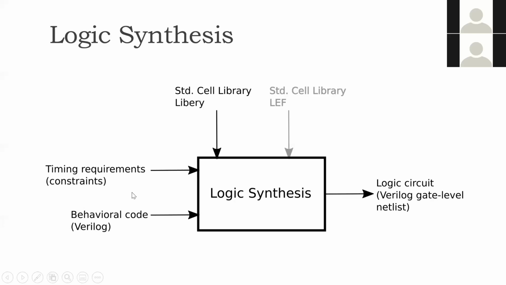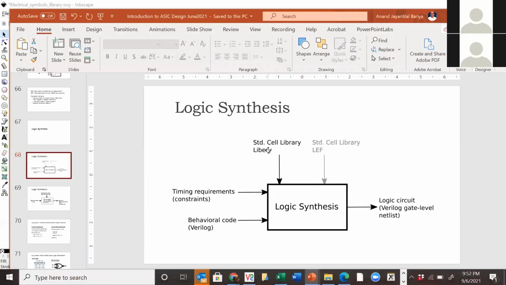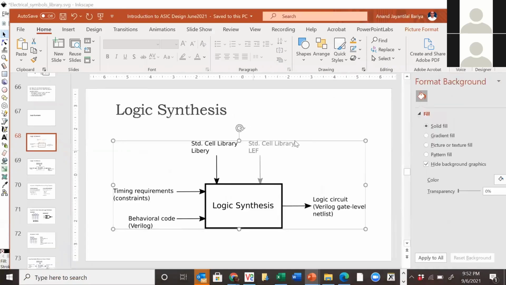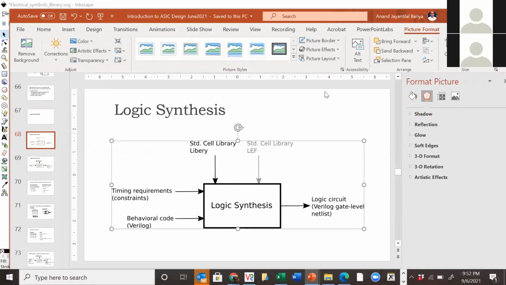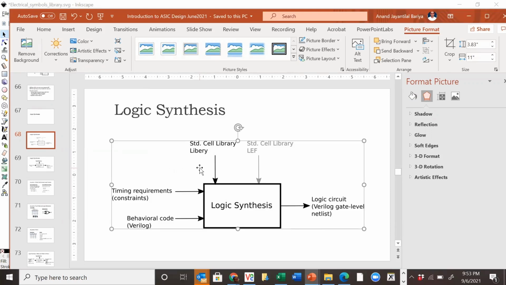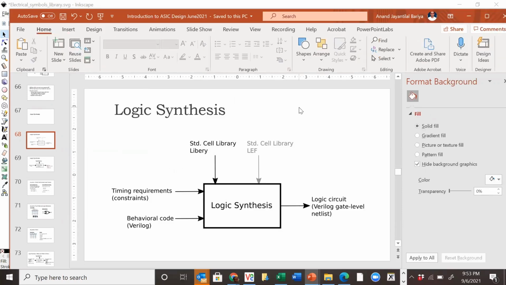Then there is also technology input, which is basically the standard cell library. The standard cell library is provided in Liberty format. The Liberty files are one of the inputs for logic synthesis. Optionally, the standard cell library's LEF files will also be given. The synthesis tool uses the design inputs, which are the behavioral code and the timing requirements, and the technology inputs, which are the Liberty models and LEF models.